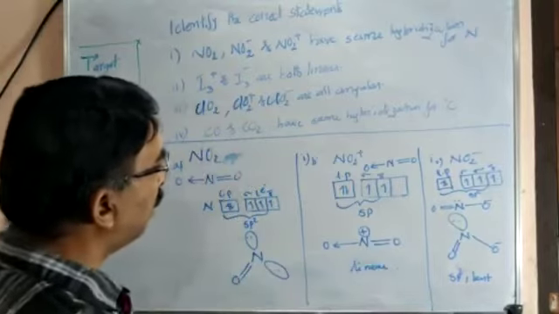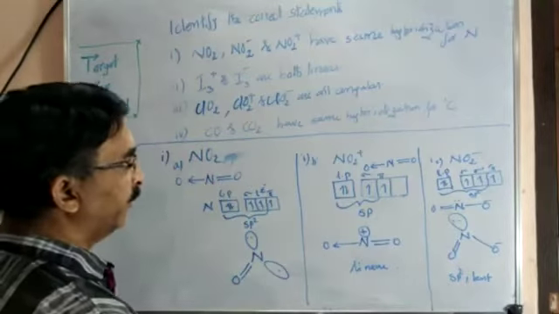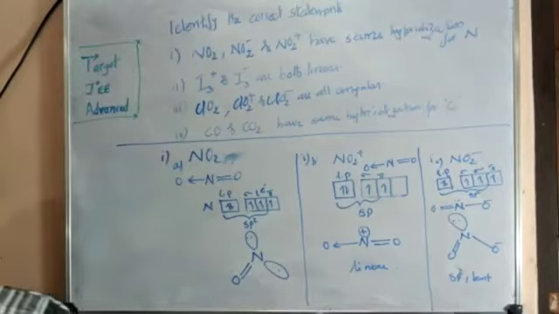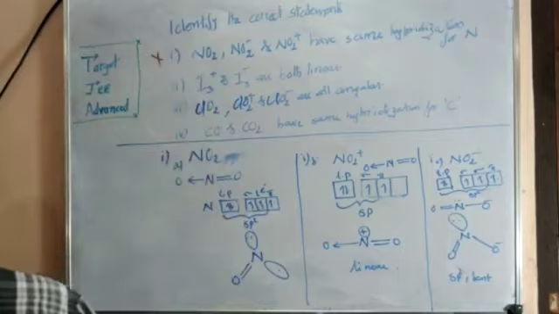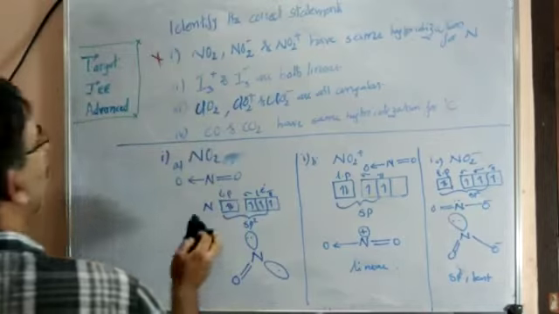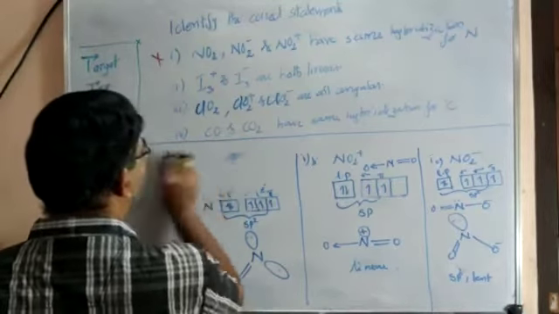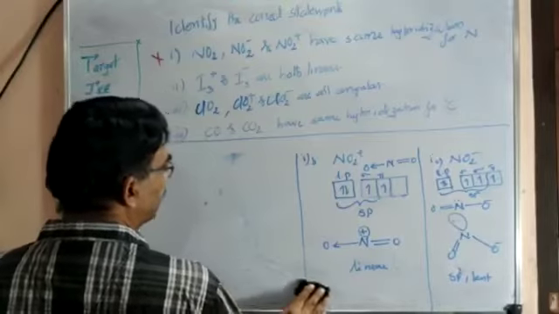So our conclusion: not all are having the same hybridization. So that's a wrong statement. Now we have I3 plus and I3 minus.